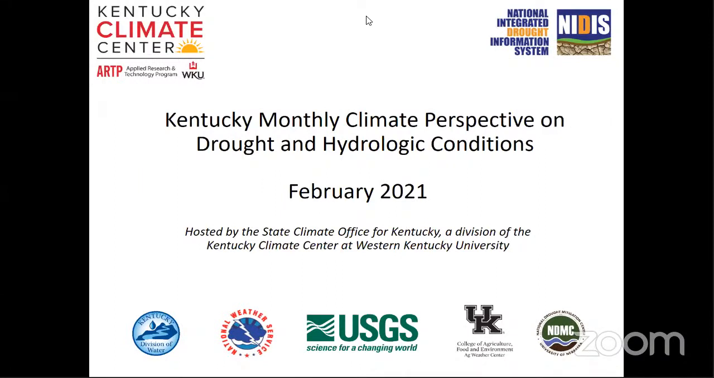And this is your February 2021 webinar for Kentucky Monthly Climate Perspectives on Drought and Hydrologic Conditions. I'm Megan Shargorodsky. I'm the manager of the Kentucky Mesonet, and I'll be your moderator today. Leading the discussion today will be Stuart Foster, who is the state climatologist as well as the director of the Kentucky Climate Center and Kentucky Mesonet. And we also have Matt Dixon to discuss the agricultural impacts, and he's from the UK Ag Weather Center. Without further ado, we'll go ahead and get started, and I will pass it over to Stu.